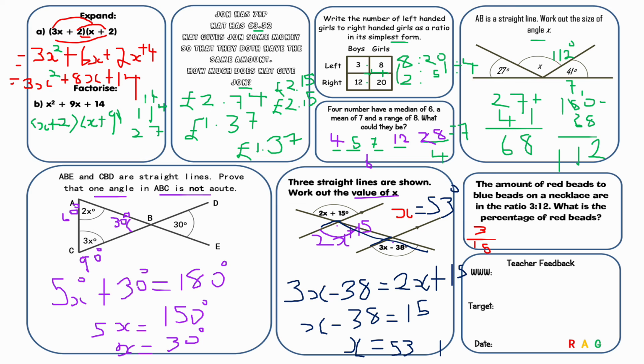Now 3/15 actually simplifies to 1/5, so it's 1/5 times 100. Because to turn a fraction into a percentage, I times it by 100. So 3/15 simplifies to 1/5. 1/5 multiplied by 100. So I do 100 divided by 5, which is 20, and then stick my percentage sign on. So make sure that you are happy with that.